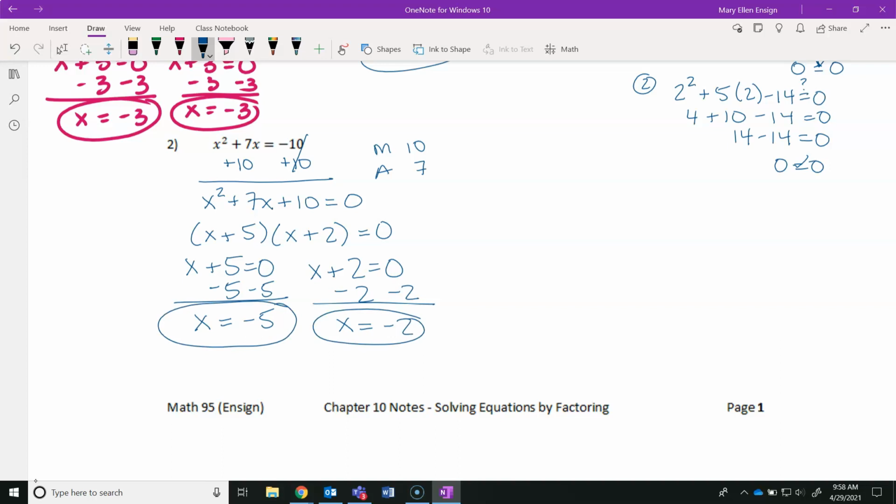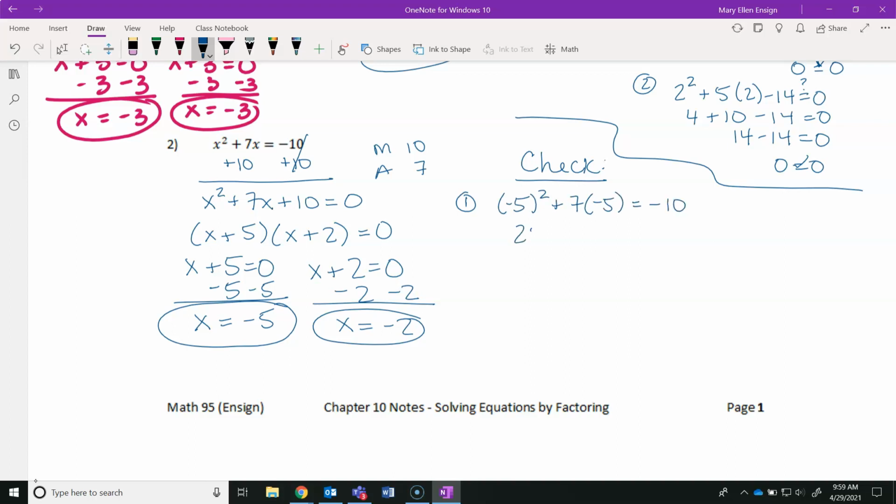Now anytime I check my answers, I always go back to the original equation, the very first version I was given, because if I go back to the one that's equal to 0, I'm worried, well, what if I made a mistake? What if I subtracted 10 when I should have added, or whatever? So I always go back to the very original. So first I'm going to check x equals -5. So -5 squared plus 7 times -5 equals -10. So I get 25 minus 35, and 25 minus 35 does equal -10.